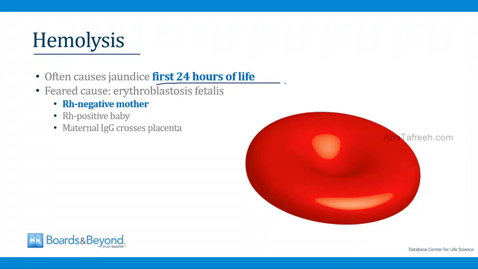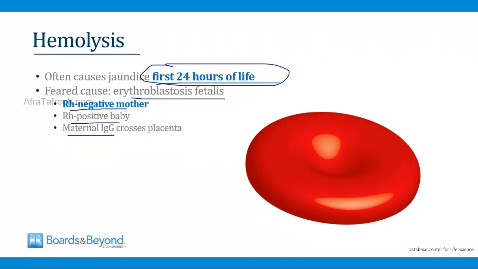The feared cause of hemolysis in a newborn baby is erythroblastosis fetalis. This is what happens if a mother is Rh negative and has antibodies to the Rh antigen on red cells, and then her baby is Rh positive. Some of those maternal IgG antibodies can cross the placenta, and the baby can develop hemolysis in the first 24 hours of life. This is rarely ever seen in the modern era, and that's because we blood type the mother and we administer treatment if she is Rh negative and may have an Rh positive baby.